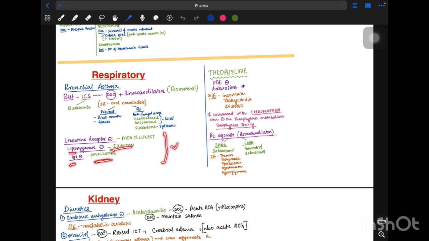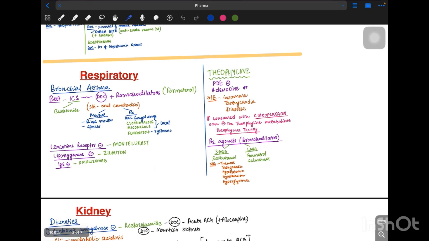So these are the other examples of drugs for bronchial asthma. Now another drug is theophylline. It is a phosphodiesterase inhibitor and it is also an adenosine blocker. So its mechanism of action is it blocks adenosine. What are the side effects? It causes sleeping problems, insomnia, tachycardia and diuresis.